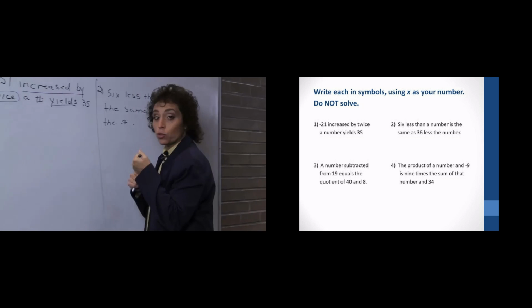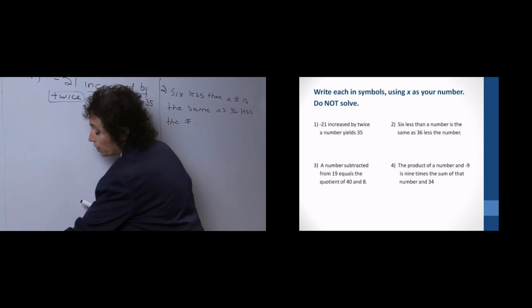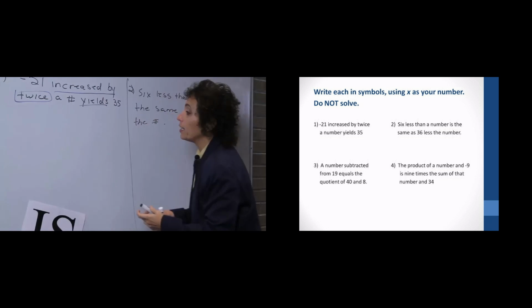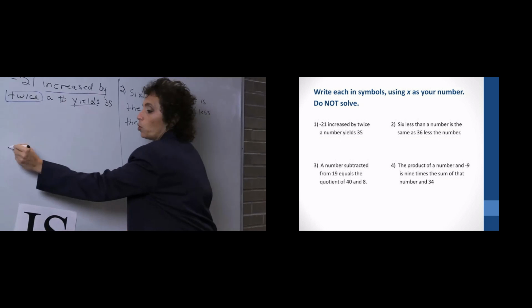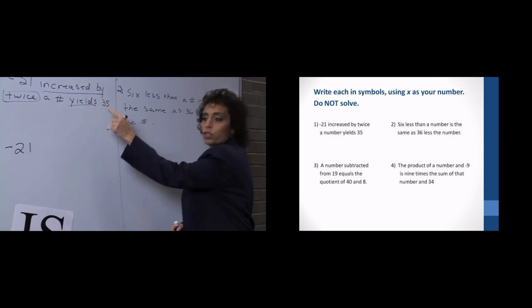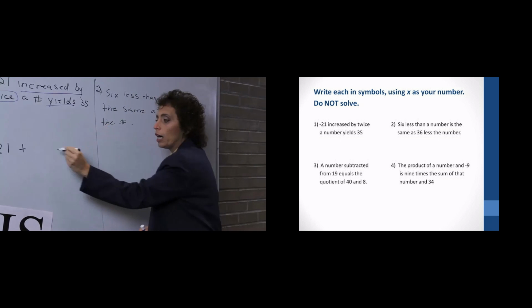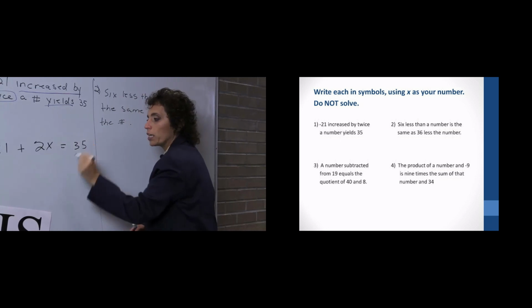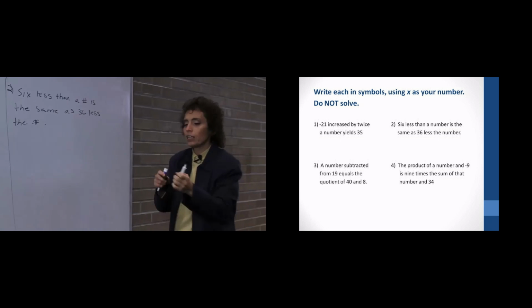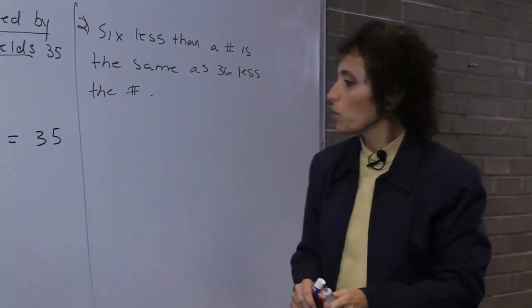So, or is equal to. Oh, I forgot the is. I needed the is. Sorry. I should get blasted for that. Okay, negative 21. Increased by, that's plus. Twice a number, that's 2 times a number, yields 35. So again, word for word, unless I have the less than or the from. Okay? And again, we don't have to solve that, so we're done.